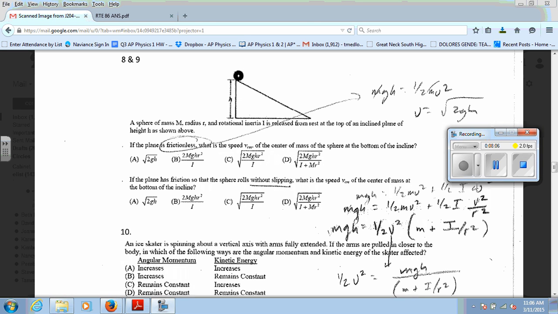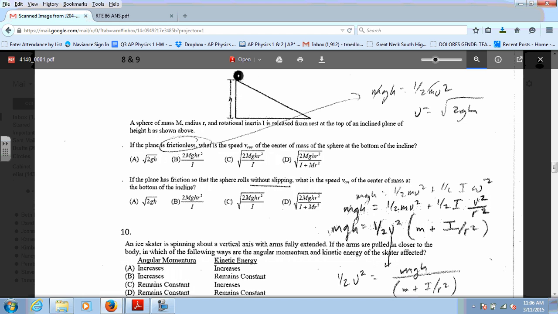Okay, on this problem, we've got a rolling problem. So potential energy here equals kinetic energy there. If it's frictionless, it just slides. So it's no different than a block sliding down frictionlessly. So it's just gravitational potential at the top equals kinetic at the bottom. Solve for V. Boom, that's the answer, root 2gh.